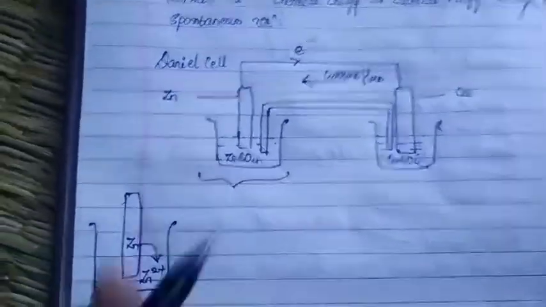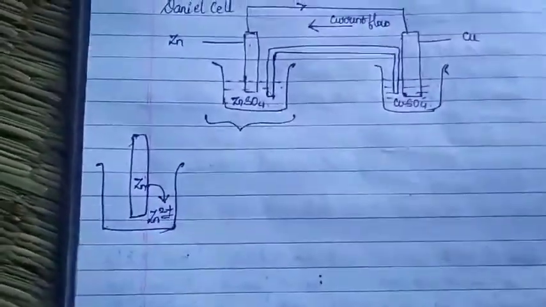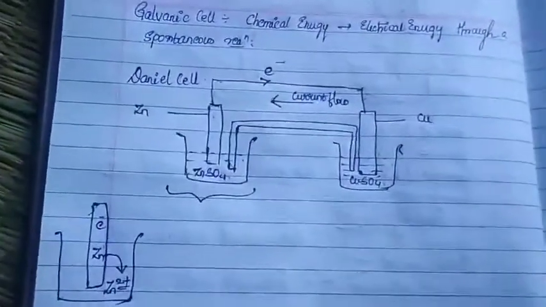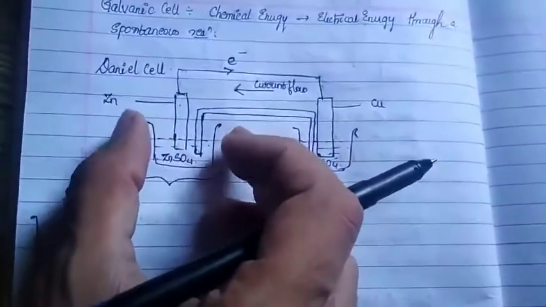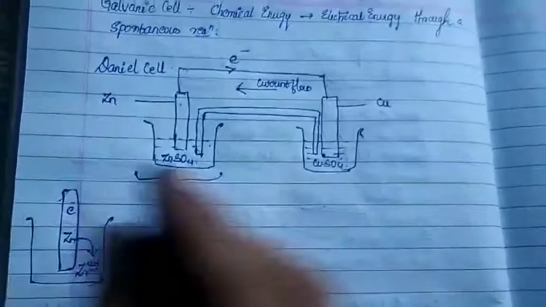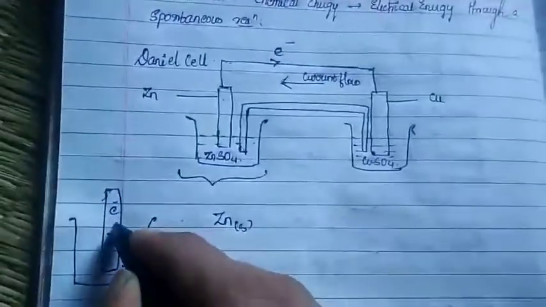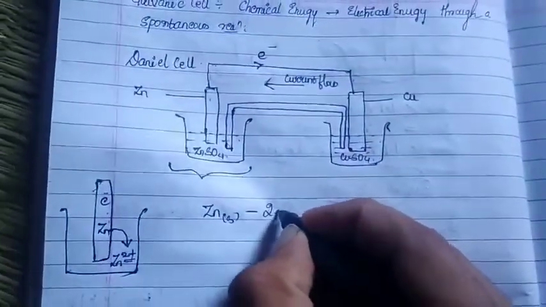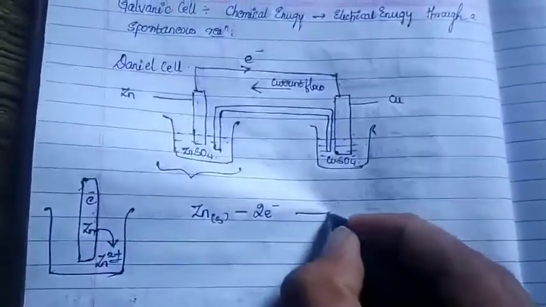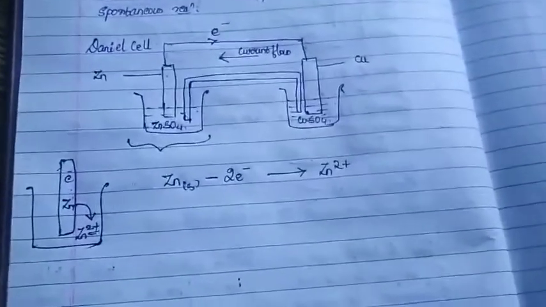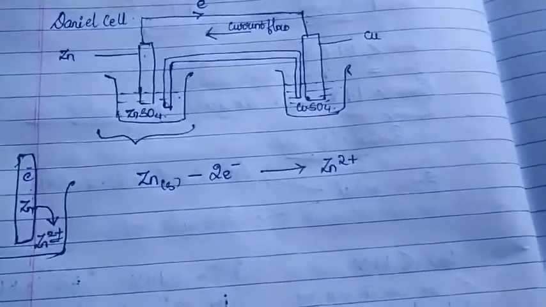Zn2+. That means it is losing 2 electrons. Those electrons go through the external connected copper wire to the copper. So how can I write the reaction for this part? Zinc, which is a solid, the zinc electrode, loses 2 electrons to give Zn2+. This is the way of writing it.